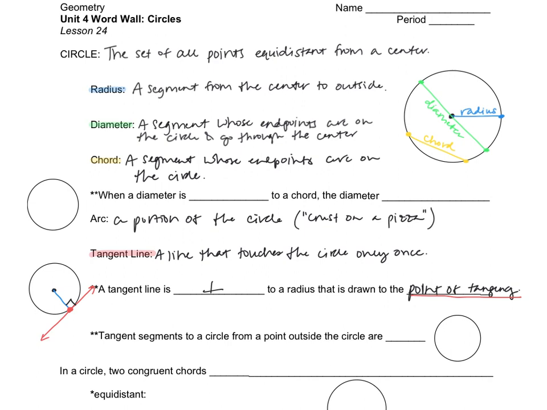So let's go back up and add this vocab word to this picture up here. So we can see, let's say I have 2 points right here. This part that I'm outlining, that's going to be our arc. And I'll go ahead and highlight that here as well. That's an arc. An arc can be a lot bigger or a lot smaller, but like I said, it's similar to looking at the crust on a pizza.